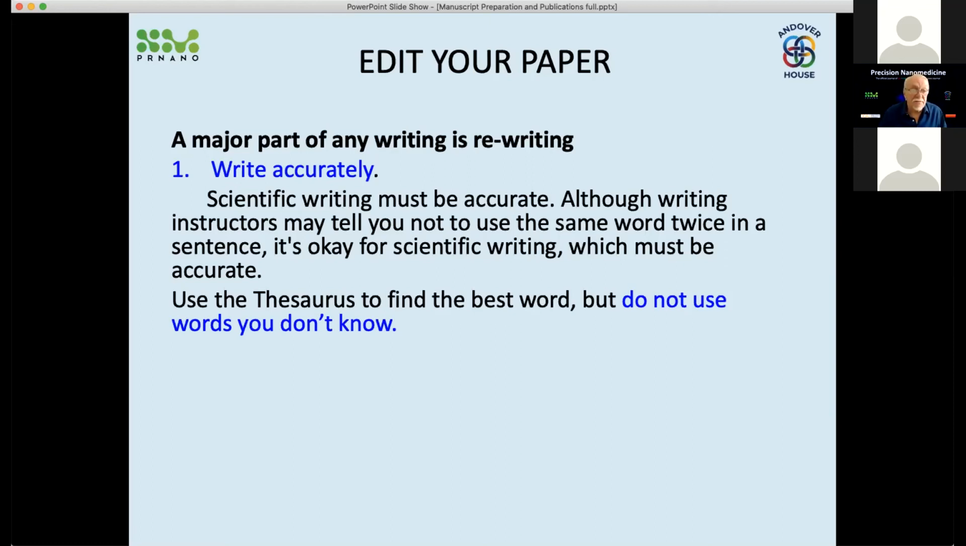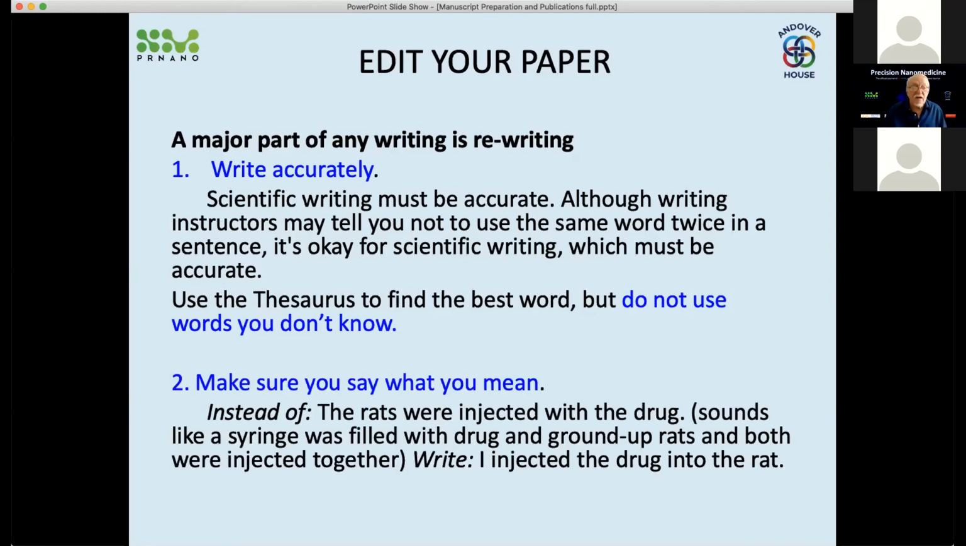Write accurately. Scientific writing must be accurate. Again, we remember much better what we intended to say than exactly what we have said. Although writing instructions may say not to use the same word twice, it's okay for scientific writing to get a little bit dull. It must be, because it must be accurate. Use a thesaurus to find the best word, but do not use words you don't know, because it's a very tricky area. Make sure what you mean.